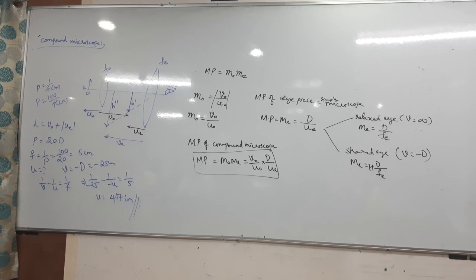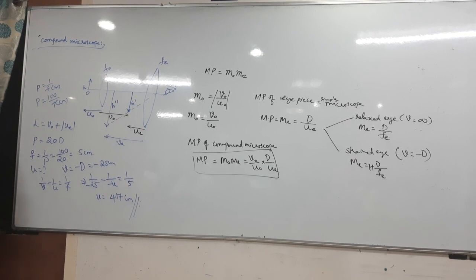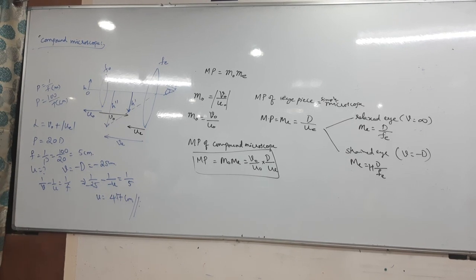The separation between the objective and the eyepiece of a compound microscope can be adjusted between 9.8 centimeters to 11.8 centimeters.